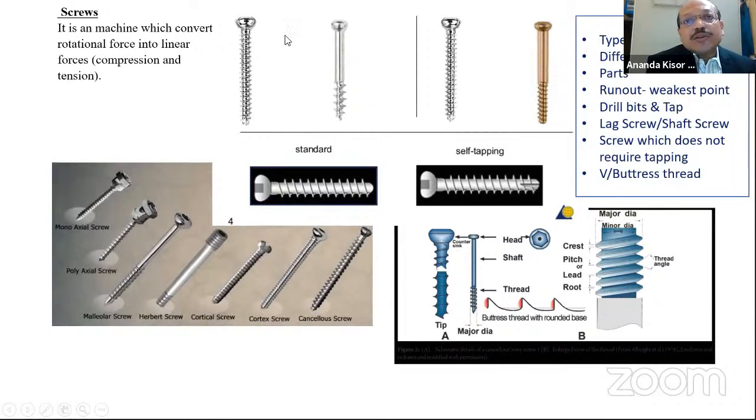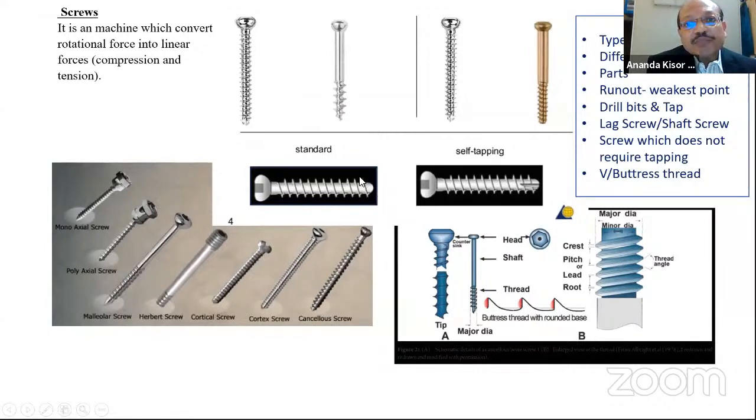So depending on the core diameter and the thread diameter, we can divide screws into cortical and cancellous. If the core diameter is much larger with respect to the thread diameter, it is basically a cortical screw, where the core diameter is very small but the thread diameter is much more. So in that case, it is a cancellous screw. So this is basically a cancellous screw, and the cortical.